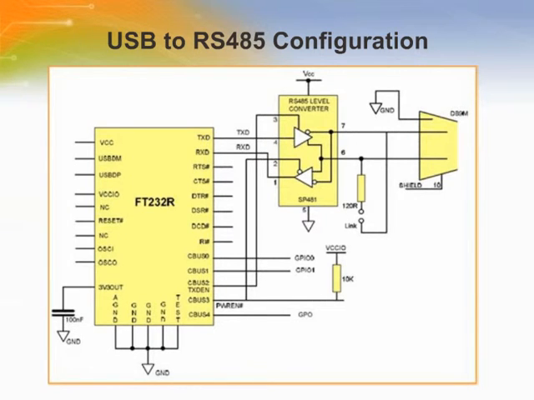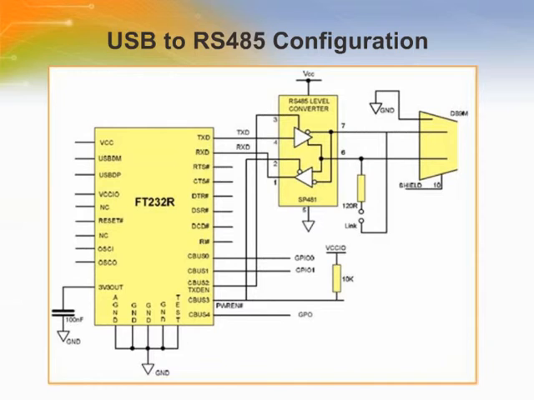Here we illustrate the FT232R used as a USB to RS485 converter. An external TTL to RS485 level converter IC is needed to convert the voltage levels. It has separate enables on both the transmitter and receiver. With RS485, the transmitter is only enabled when a character is being transmitted from the universal asynchronous receiver transmitter.